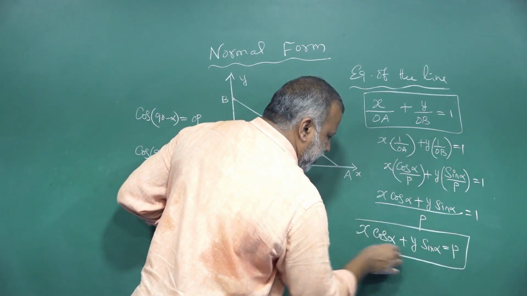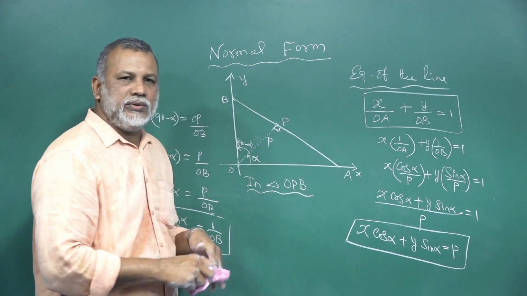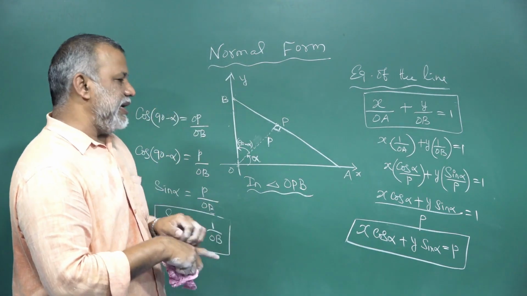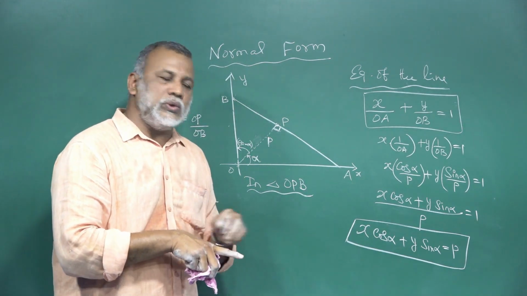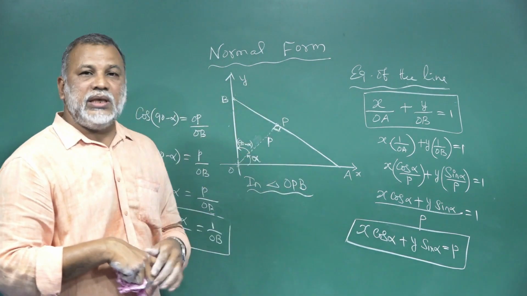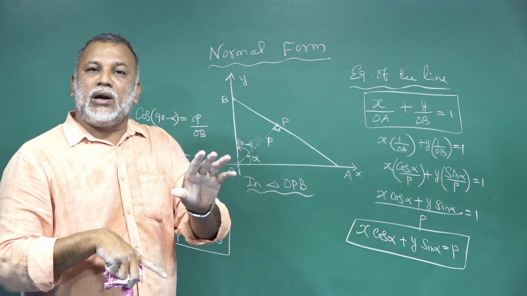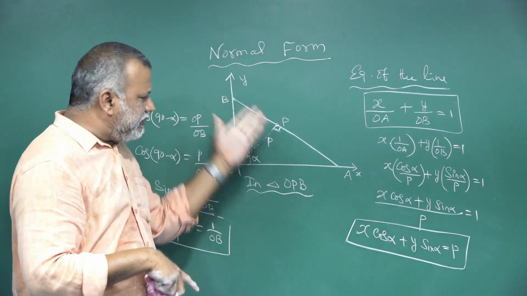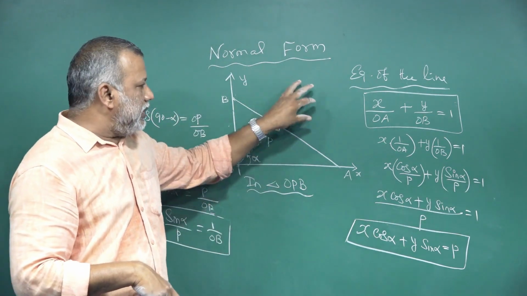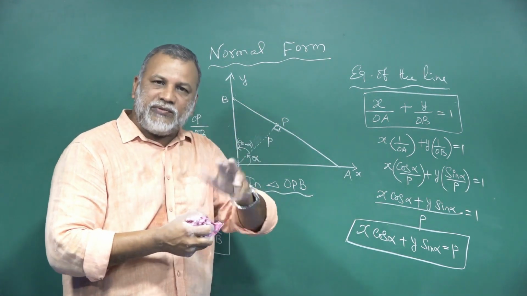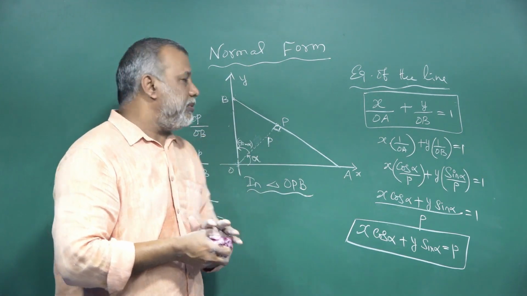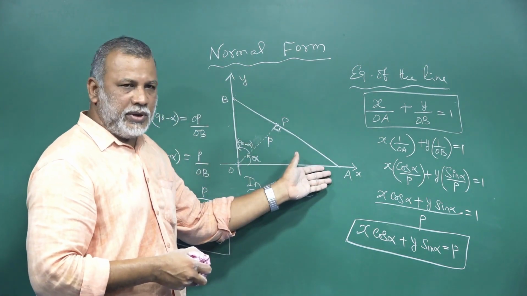This is the new result. Now we have derived it from this diagram. So hereafter we are going to use this formula. It is nothing but the equation of the line in normal form. It is derived from the intercept form only. It is one of the subdivisions of the intercept form. Already we have derived this intercept form.